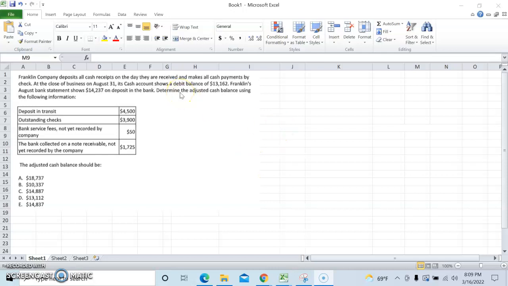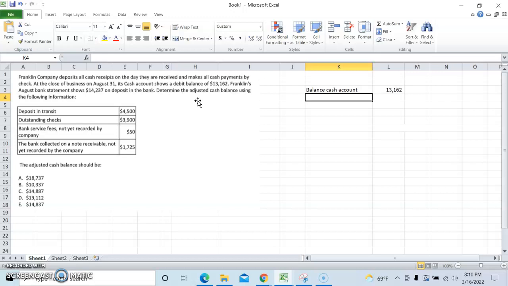So the first thing we need is the balance of our cash account. So that is going to be 13,162. All right. And we're not worried about this 14,237 because we're not worried about the bank side. We're only worried about the book side. So we can ignore this 14,237. So deposits in transit, 4,500.